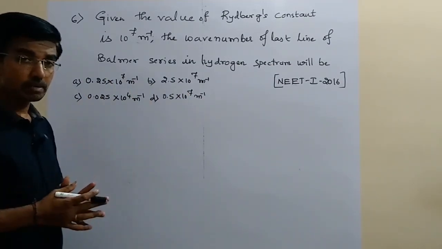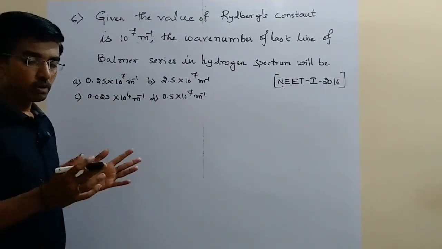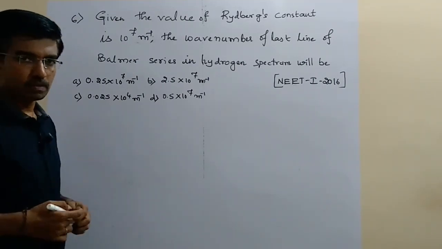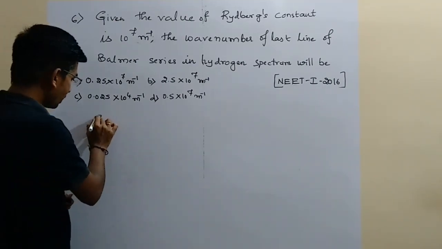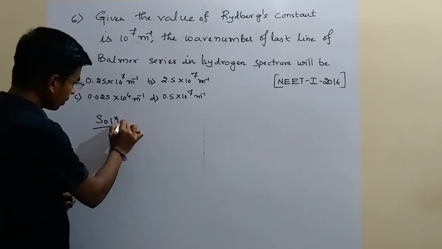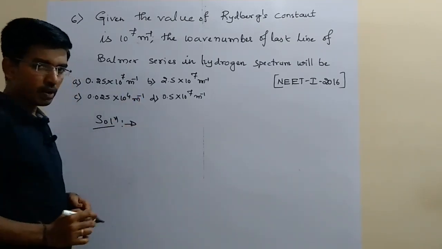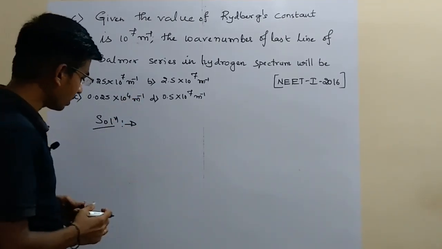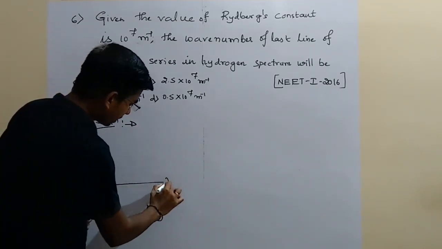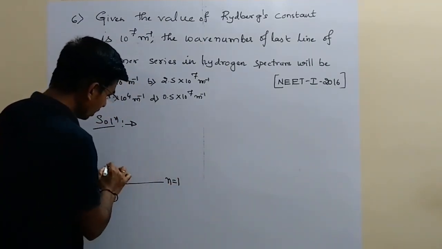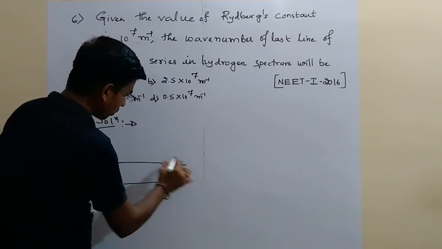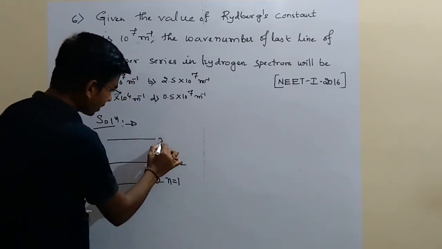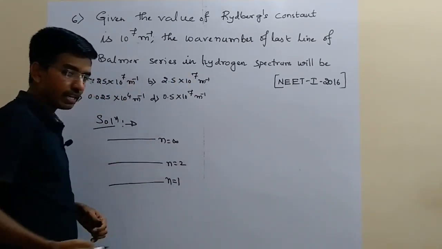Okay, so this is a very simple as well as easy question. So you will get the answer in 2 to 3 steps. Okay, so let us start the solution. First, let us consider the hydrogen spectrum. Okay, in that I will consider a few energy levels. So this is the energy level corresponding to n is equal to 1. This is the energy level corresponding to n is equal to 2, and this is the energy level corresponding to n is equal to infinity.